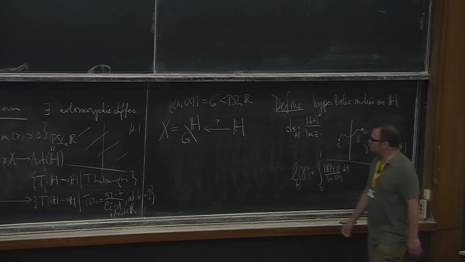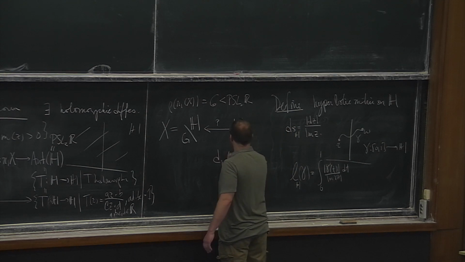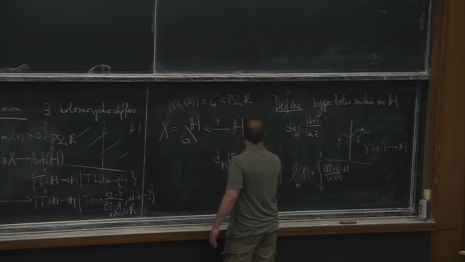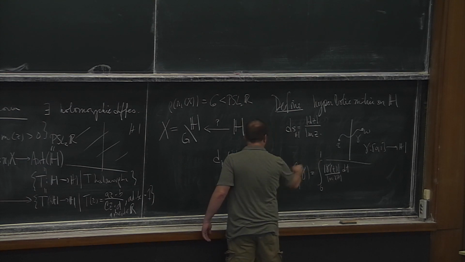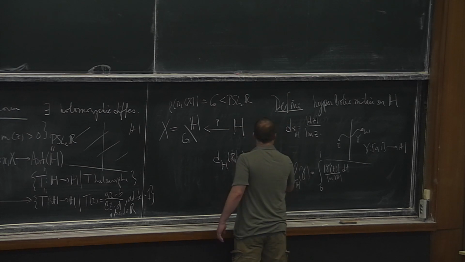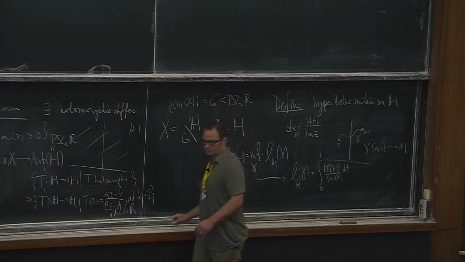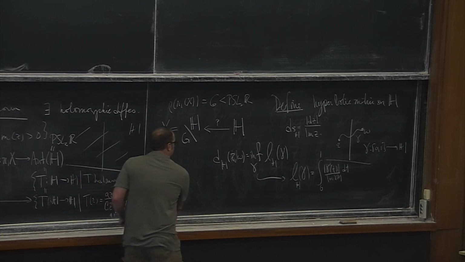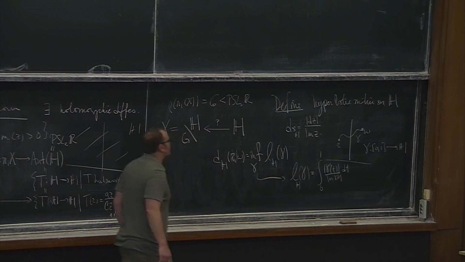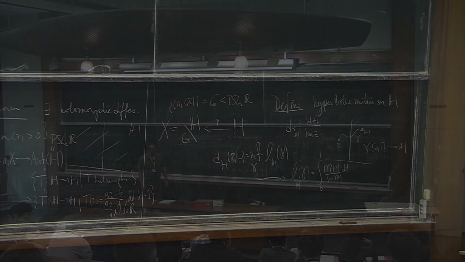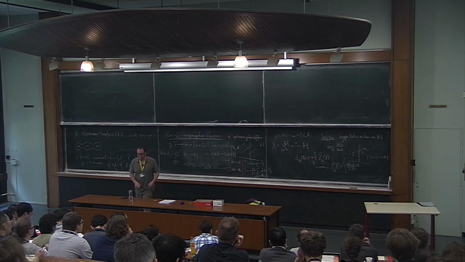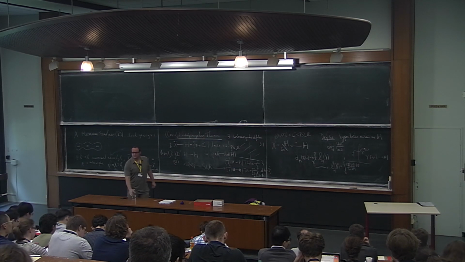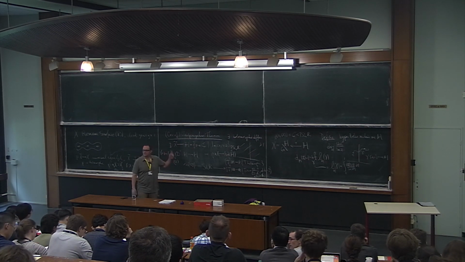And then the hyperbolic distance between z and w is the infimum over all such gamma of the length of gamma. This is the usual way you take a Riemannian metric and turn it into a metric distance function. Questions?